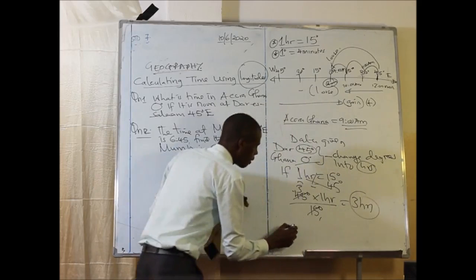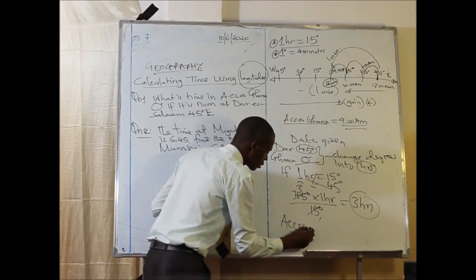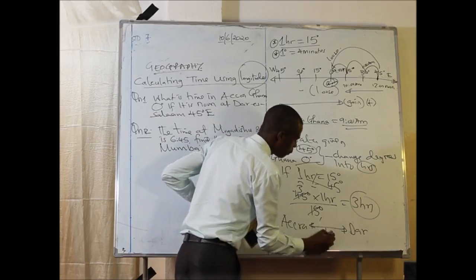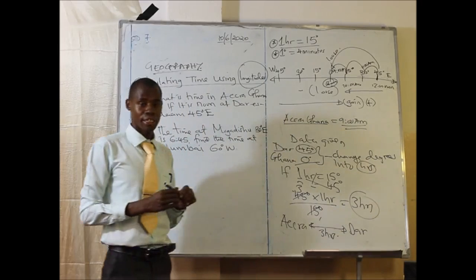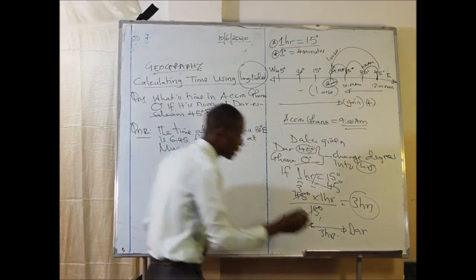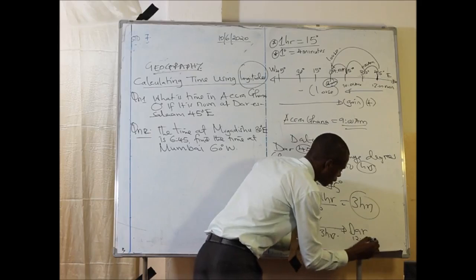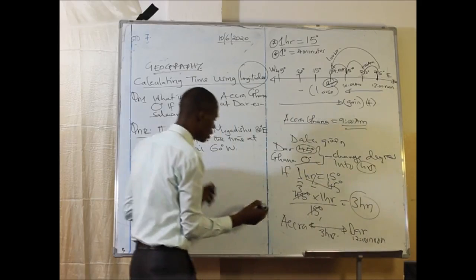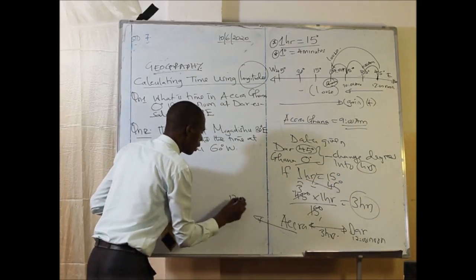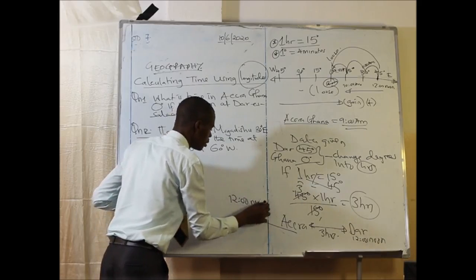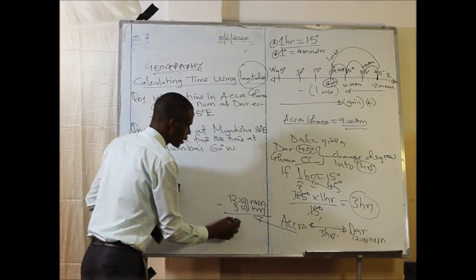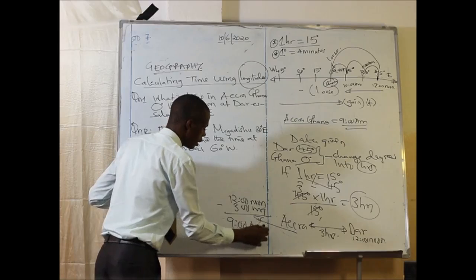So that means that between Accra and Dar es Salaam, we have a difference of 3 hours. And remember the time at Dar es Salaam is 12:00 noon. So from 12:00 noon, you simply write 12:00 noon minus 3 hours. When you subtract, the answer will be 9:00 a.m.